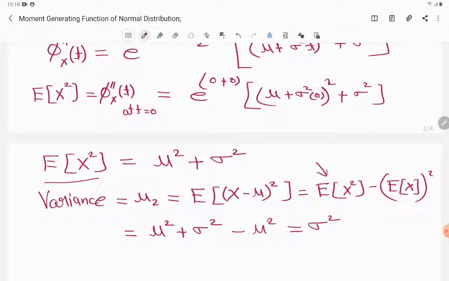So you can see from here that the variance comes out to be sigma square, and therefore the standard deviation, which is the root of variance, is sigma. And therefore, as I mentioned earlier, we have now proved that the mean and standard deviation of the normal distribution are mu and sigma indeed. That is an interesting application of the moment generating function of the normal distribution.